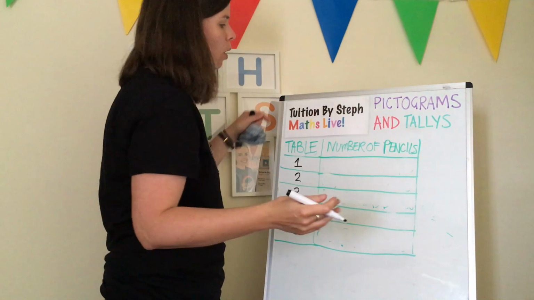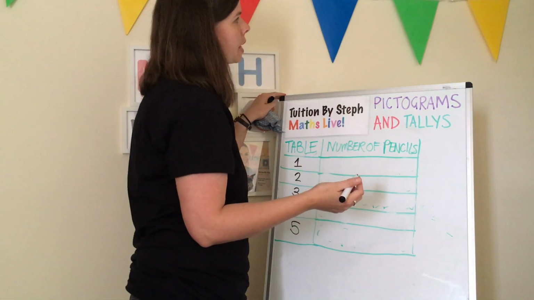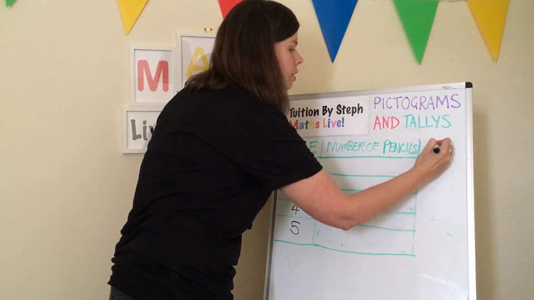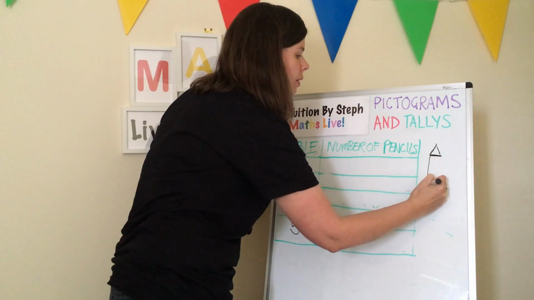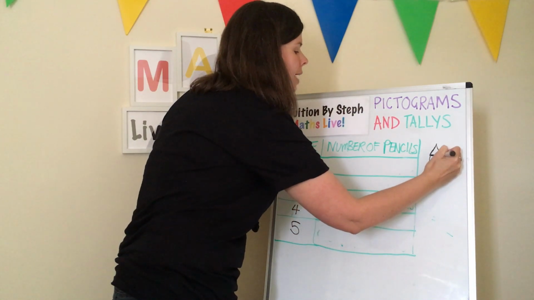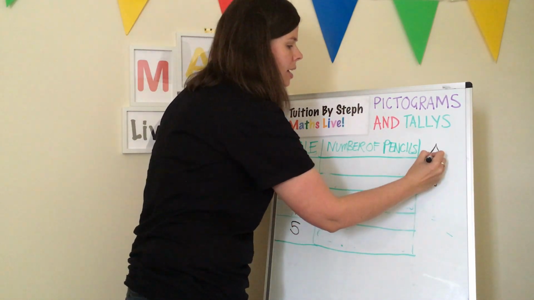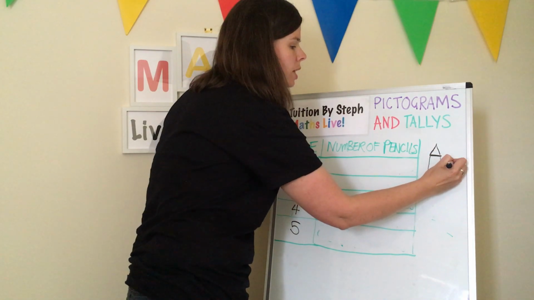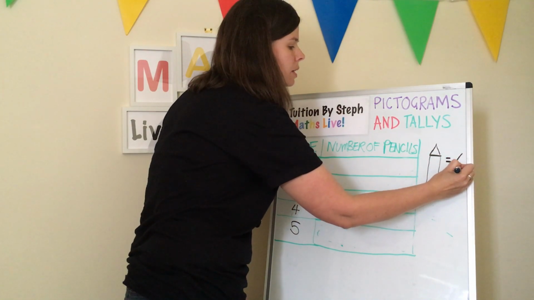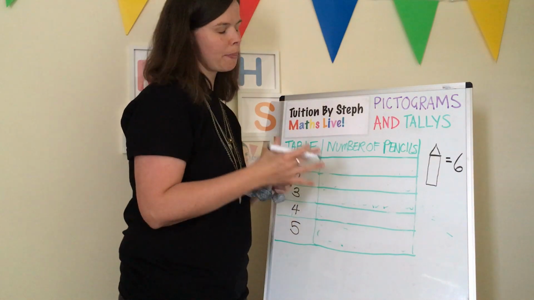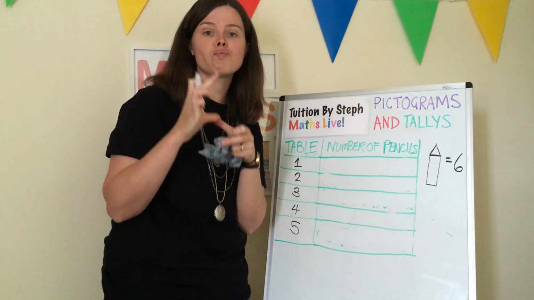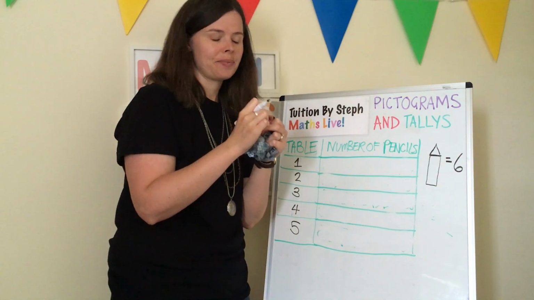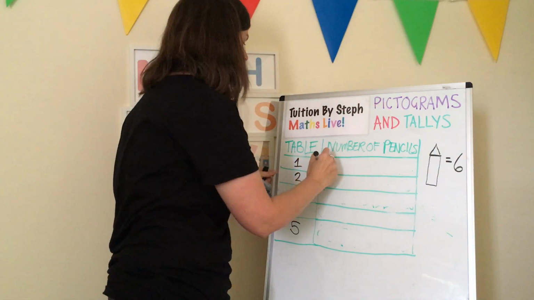So table 5. Now, number of pencils. It might be that, so I'm going to draw a pencil. And in this case, I'm going to say that a picture of a pencil is 6 pencils. So a whole pencil, that diagram, that picture of the pencil, one pencil represents 6. Okay, so now I'm going to fill in my table.